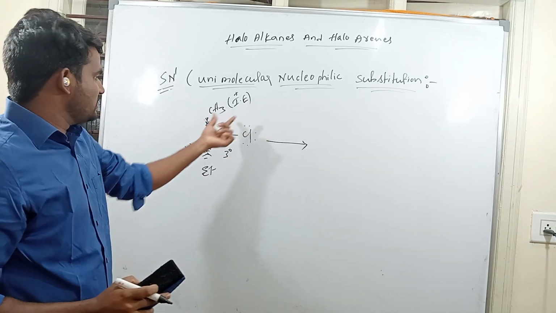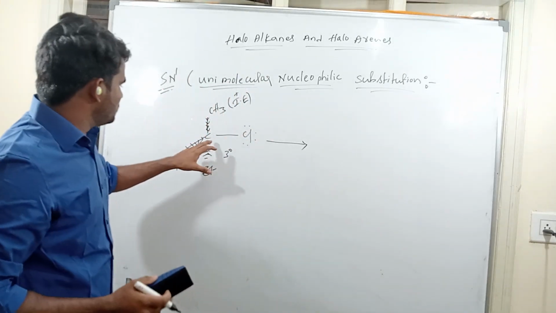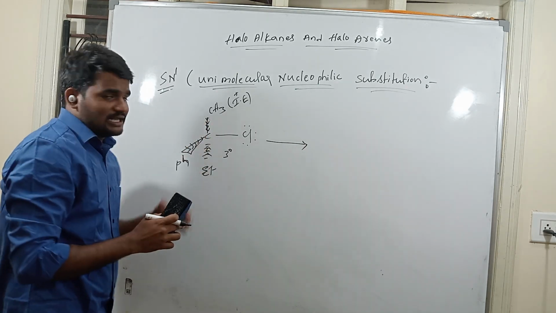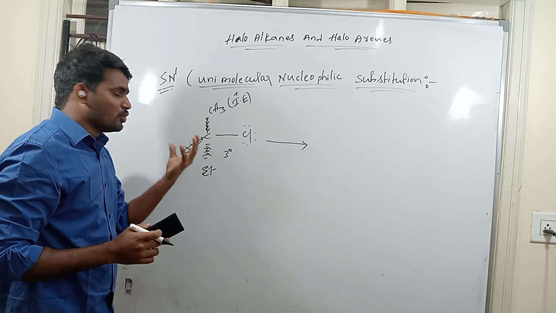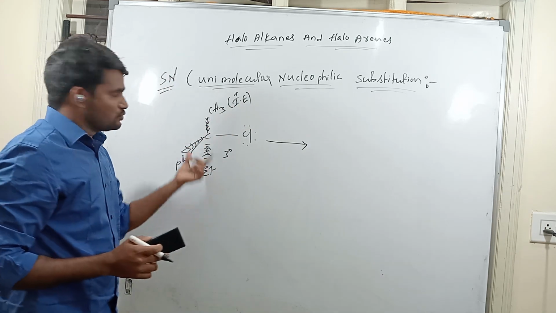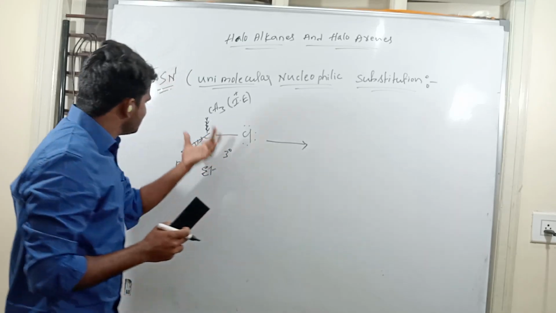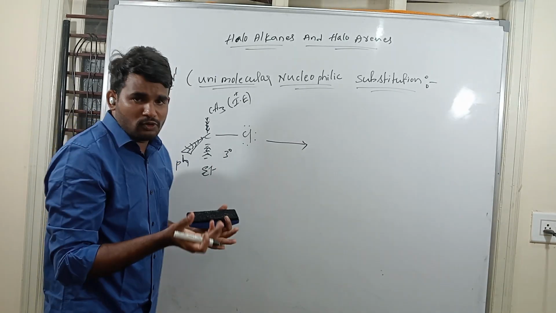According to the +I effect, the group donates electrons towards the carbon, so the electron density around the carbon increases. Around the carbon, electron density increases because the donating groups around the carbon donate electrons towards it. Electron density increases here, and chlorine already has lone pairs.